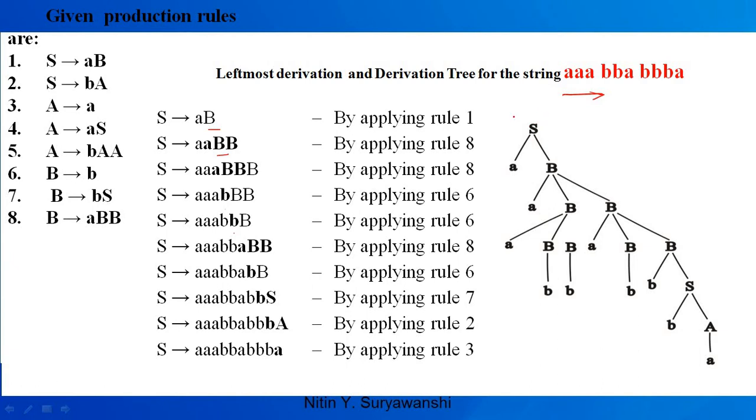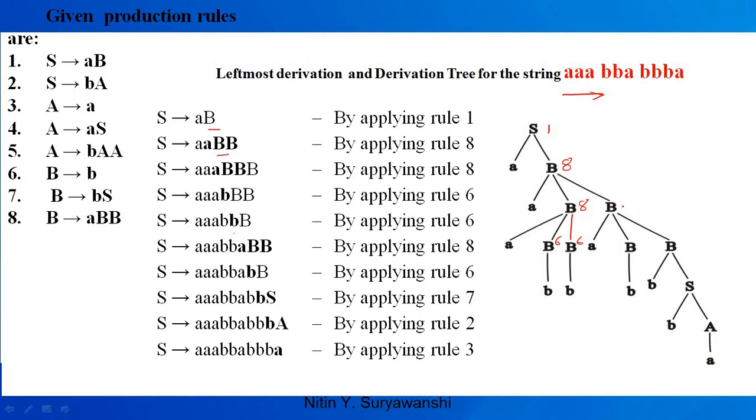draw this tree. So this is the first rule, S gives a small a capital B, so I apply it here. Then for replacing a B I apply the 8th rule, so aBB is there. Then this is the leftmost B, so again here I apply the 8th rule, then I get this aBB. Then again this is the leftmost, so I just replace this B with a small b by using rule number 6. Here rule number 6 is there.